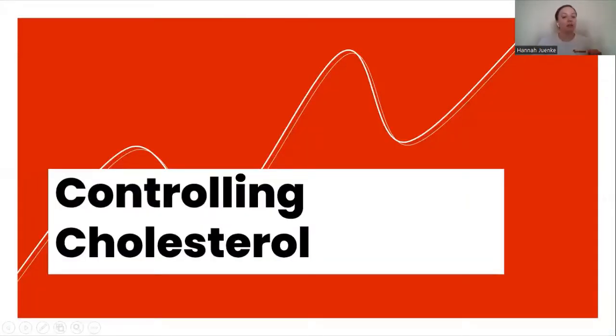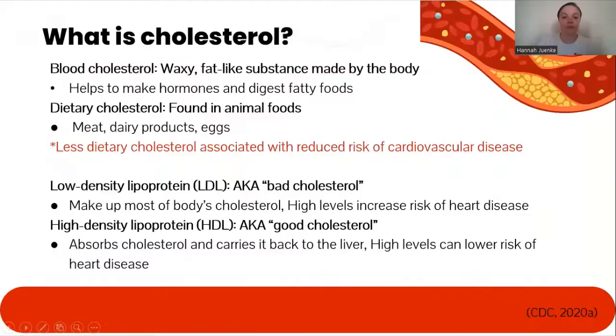So our last one is about controlling cholesterol. All right, with cholesterol, there are two different types of things to consider. One being blood cholesterol. This is in our systems, and this is a waxy fat-like substance that is made by the body. And what it does is it's important because it helps us to, one, make our hormones and also to digest fatty foods. So we need our blood cholesterol for sure.